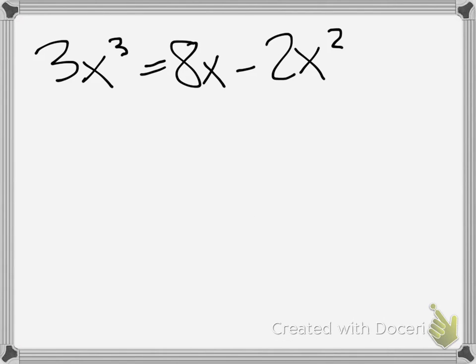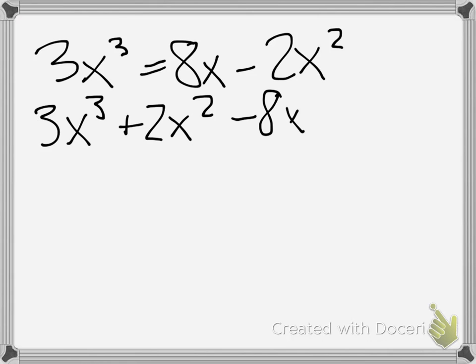This is an interesting one. Because if I look at it, I see that cube. That doesn't mean that I can't use my techniques to solve this. Just means I have to be a little bit careful. First, let's just move everything over to the left-hand side of the equation. 3x cubed plus 2x squared minus 8x equals 0.